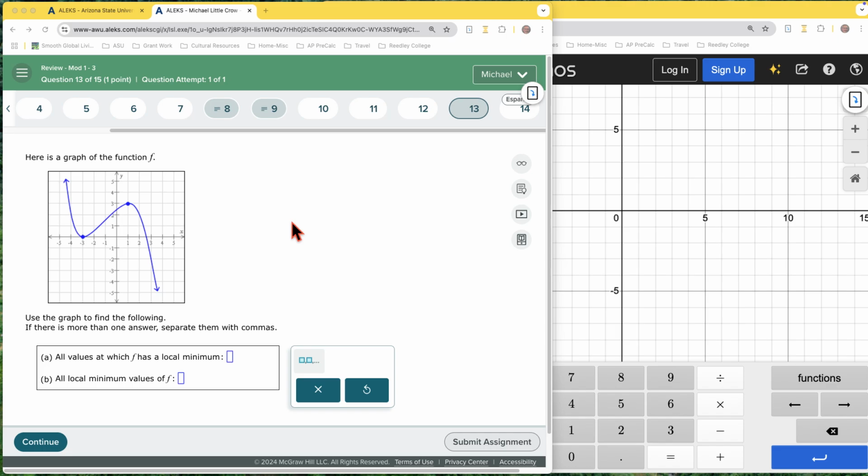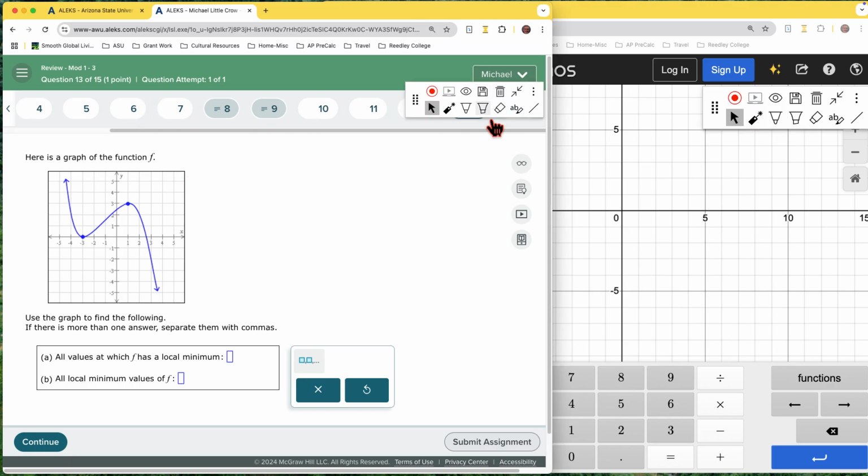Maxima and minima of the function given the graph. So we have this graph, and we need to address the question that's being asked. We've got two parts to this. The first: all values at which, an important word there, at which f has a local minimum.